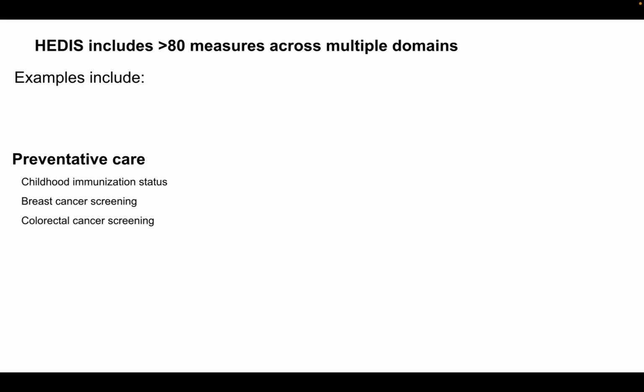HEDIS includes more than 80 measures across multiple domains. Here are some examples of measures that are included. There are measures related to preventative care. For example, there is a measure for childhood immunization status. There's a measure for breast cancer screening. There's a measure for colorectal cancer screening.